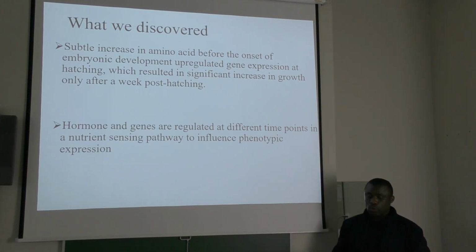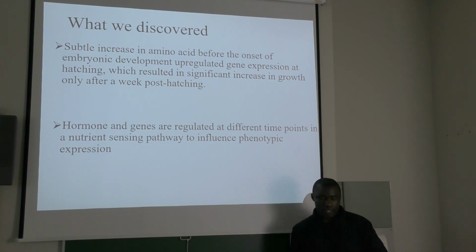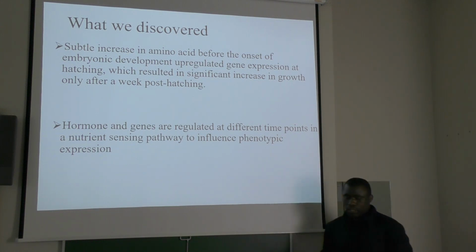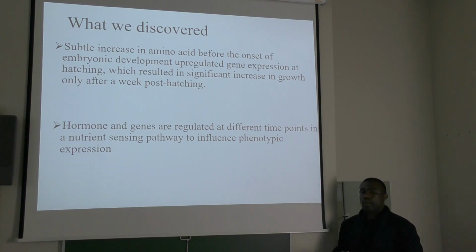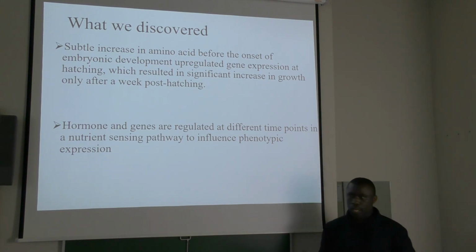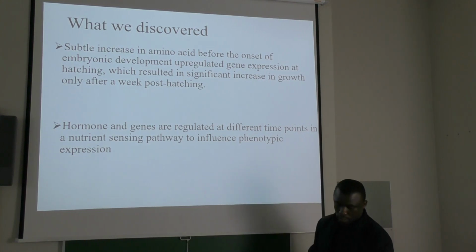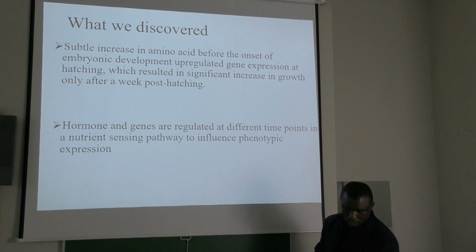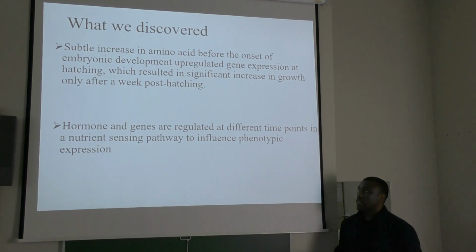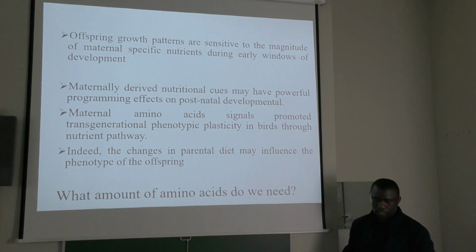So it resulted in a significant increase in growth after some time, but in methionine, for example, after 3 weeks, you find that some genes are also regulated. For example, the ribosomal serine 6 kinase was found to be highly regulated in 21 days old chicks. And it's clear that genes and some hormones are regulated at different time points, depending on the way they respond to these molecular pathways.